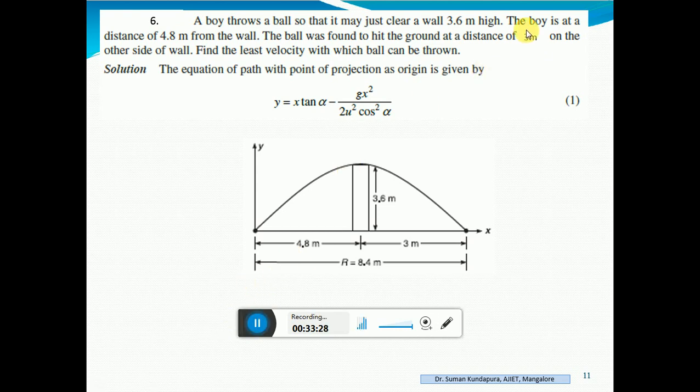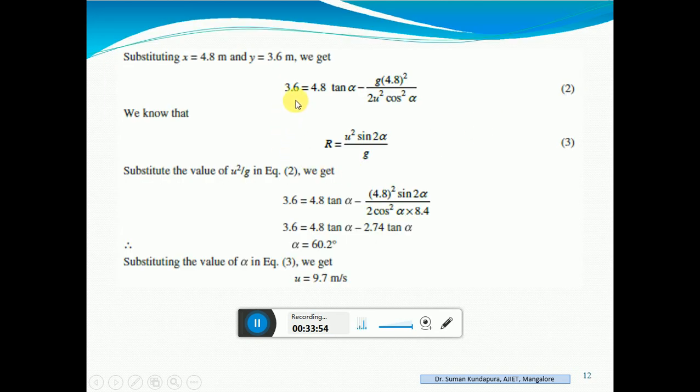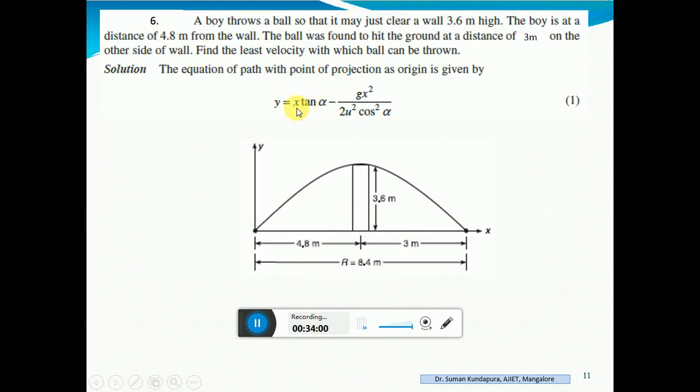Please note in this problem we have 3.6 meter here at a distance of 3.6 meter on the other side of the wall here. So here also it is 3.6. 3.6 plus 4.8, you will get 8.4 meter as the horizontal range R. Please make a correction here. So now in our equation y is equal to x tan alpha, x is 4.8, y is 3.6.